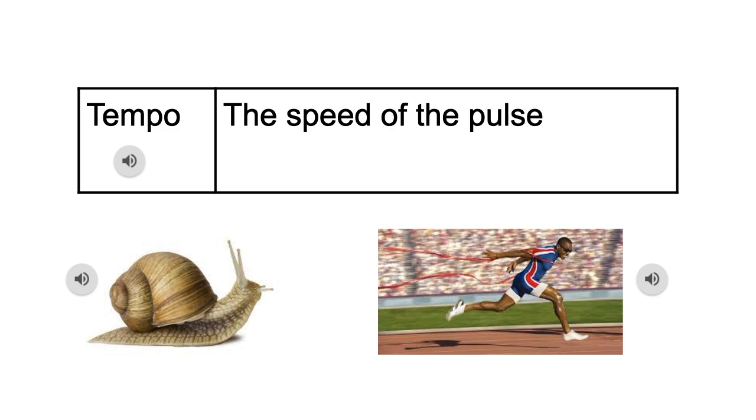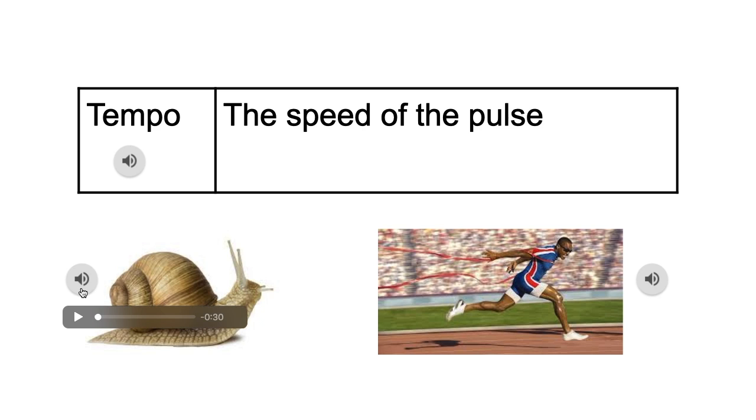Tempo. Tempo is the speed of the pulse. Most pieces of music have got a pulse. They're not just random. They've got a click that they're going to. I've just got here, I think it's Twinkle Twinkle Little Star. I'd say that's a medium to fast pulse.